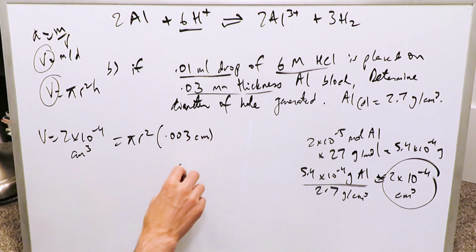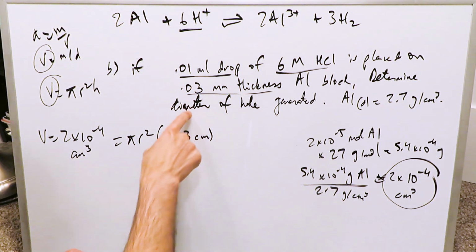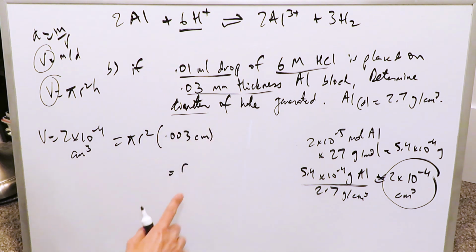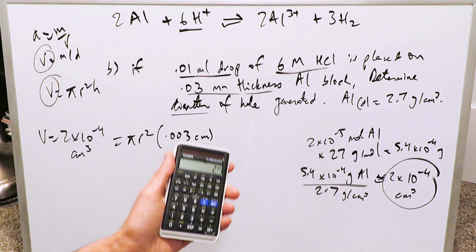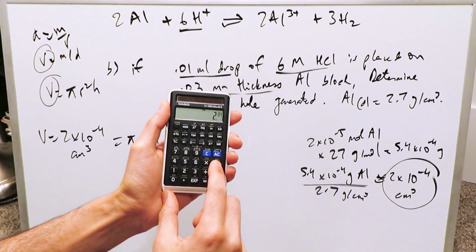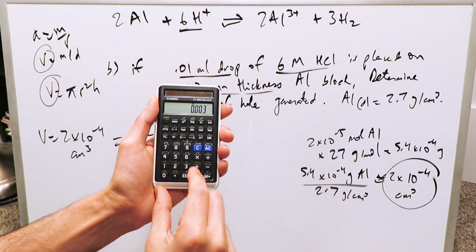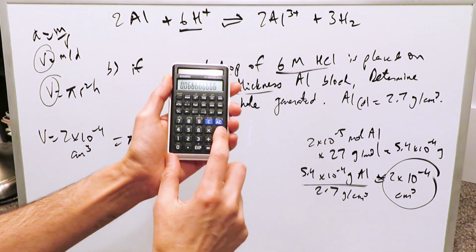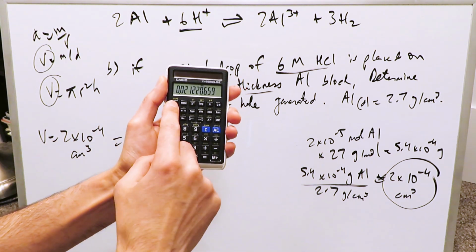All you have to do is solve for this r, and then we have to determine the diameter, and the diameter is twice the radius. So whatever is your radius, you multiply it by 2. We'll do this entire calculation here on the calculator. We have 2 times 10 to the minus 4. We'll divide this by your height, which is 0.003. We'll divide this by pi, and then we'll square root it.